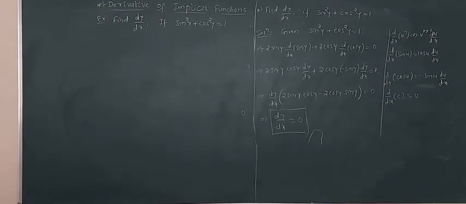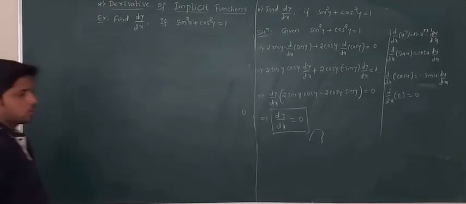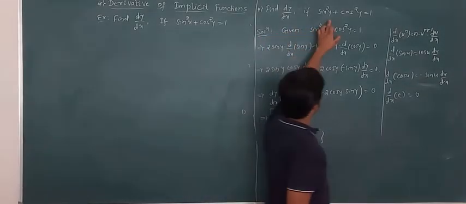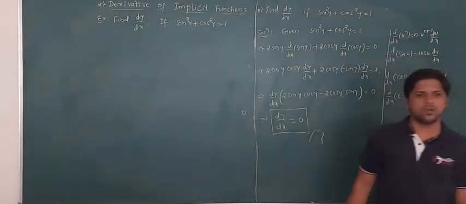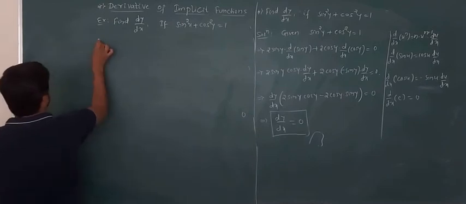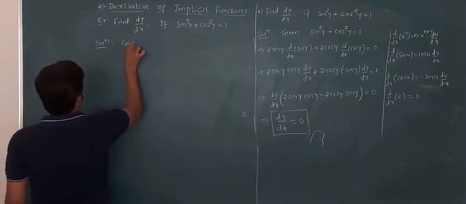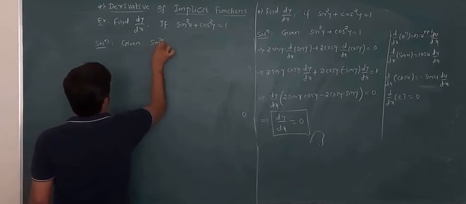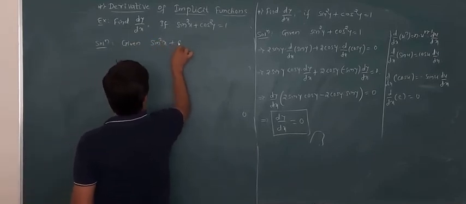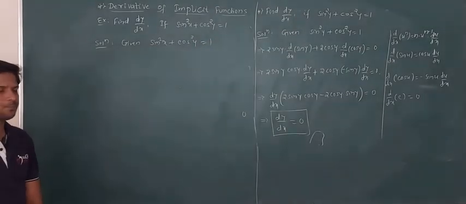So consider next example. Find dy by dx if sin square x plus cos square y equal to 1. In the previous example, both the functions were in terms of y only. But here one is x and one is y. Now differentiate this with respect to x. So here the given implicit function is sin square x plus cos square y is equal to 1.